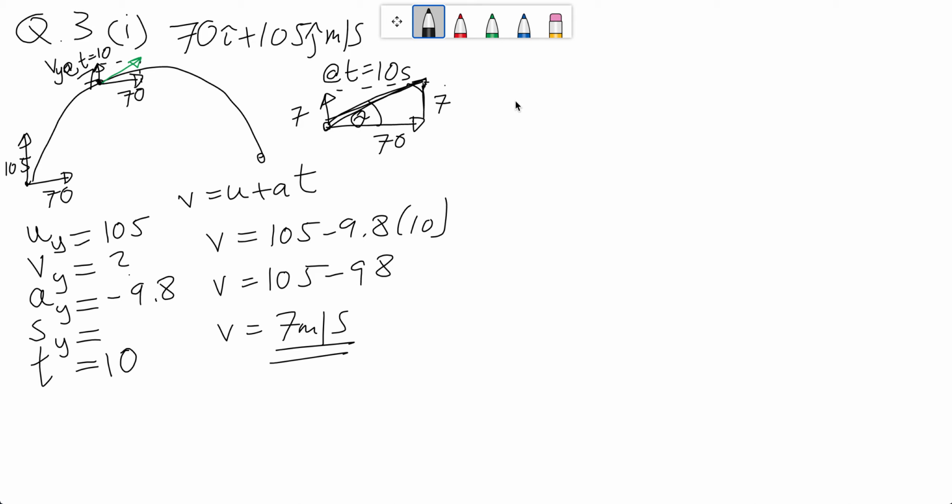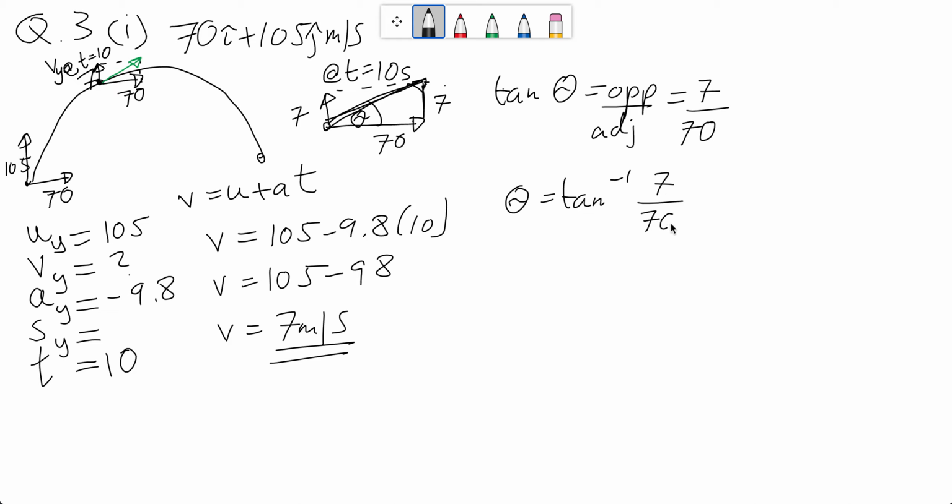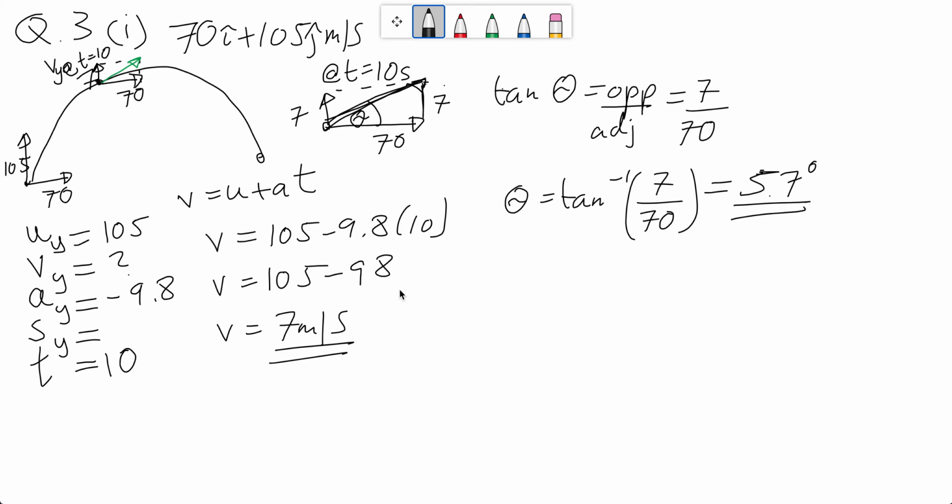So I want to find the angle first. Looking at the angle, this side is opposite and this side is adjacent, so I'm going to use tan. Tan of theta equals the opposite over the adjacent, which is 7 over 70. So theta equals tan inverse of 7 over 70. 7 over 70 is of course 0.1, so you'll get 5.7 degrees. That looks reasonable, a small enough angle.